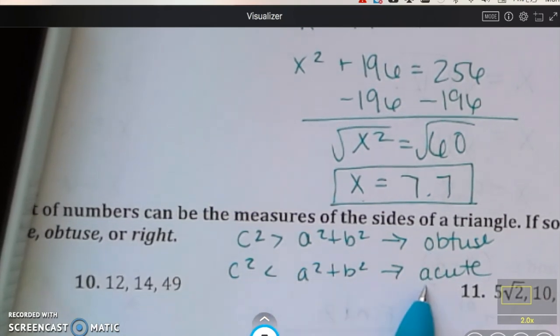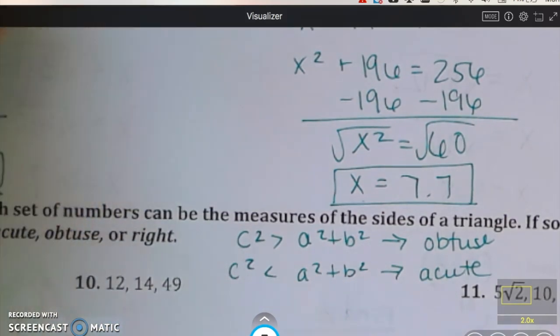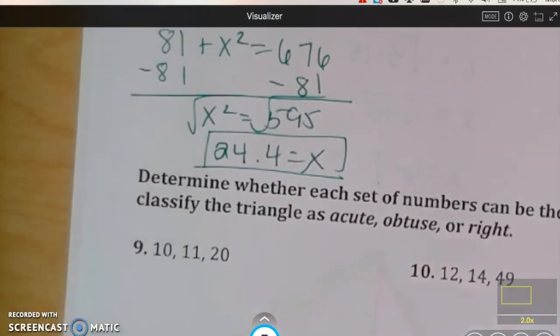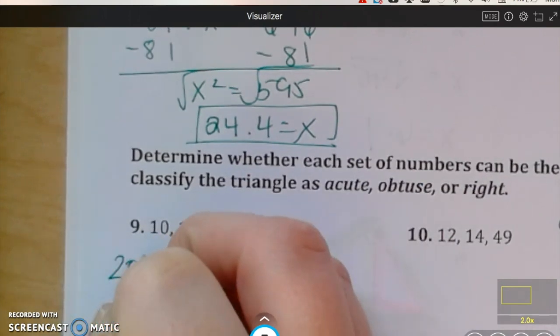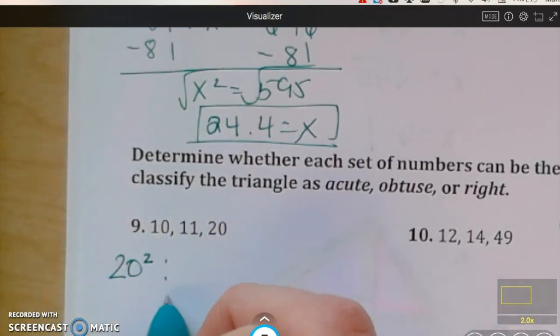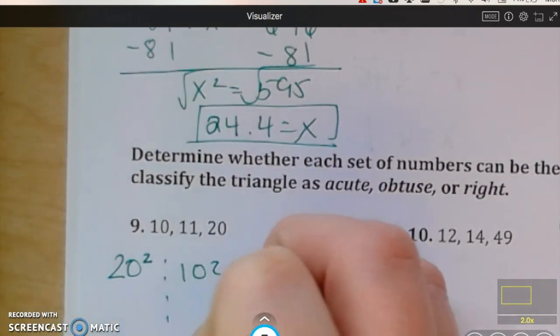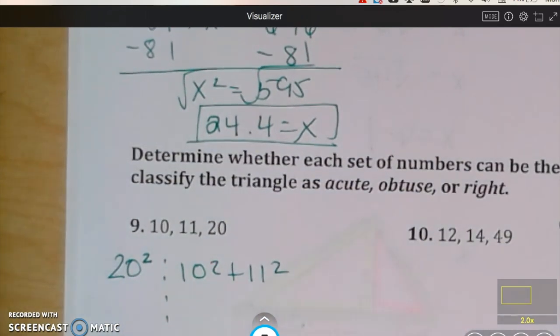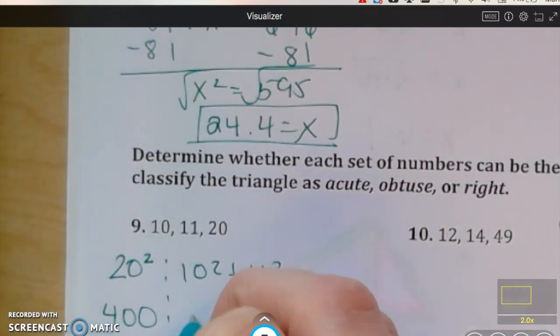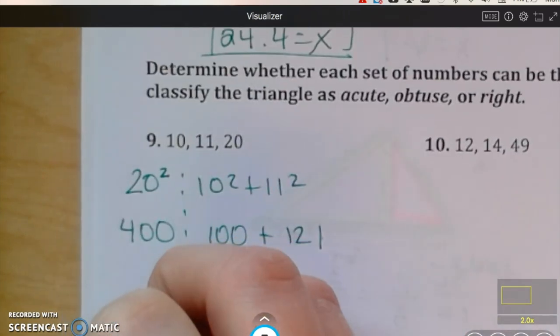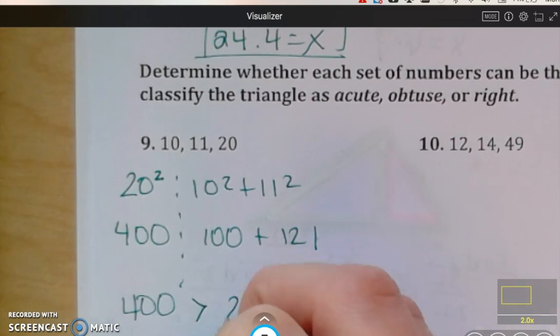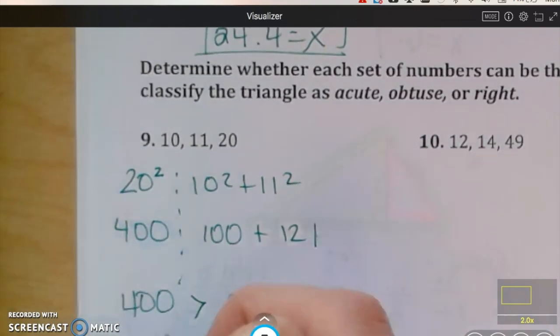So let's go through and figure some of these out. Number 9. I like to write out my hypotenuse over on the left. So 20 squared gives me 400. This gives me 100 plus 121. So I have that 400 is greater than 221. Because it is greater, this makes this obtuse.